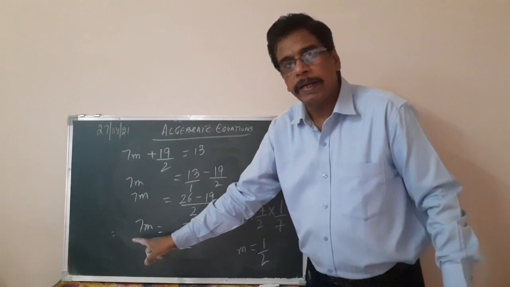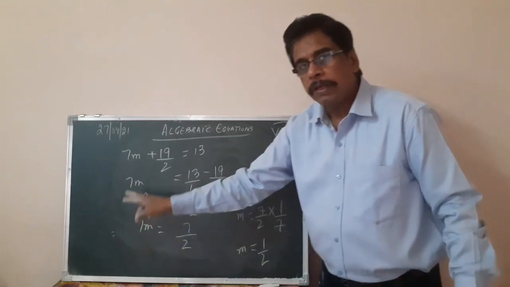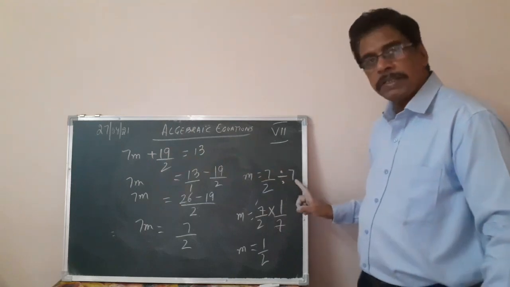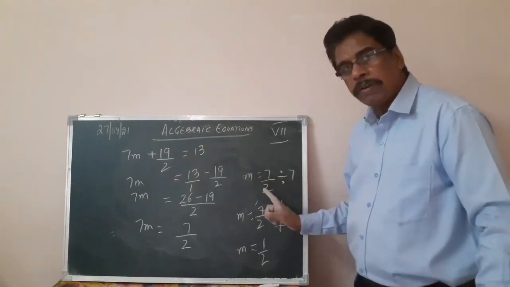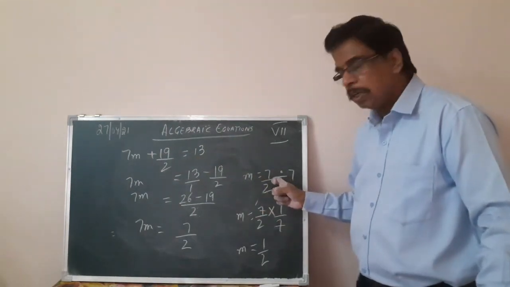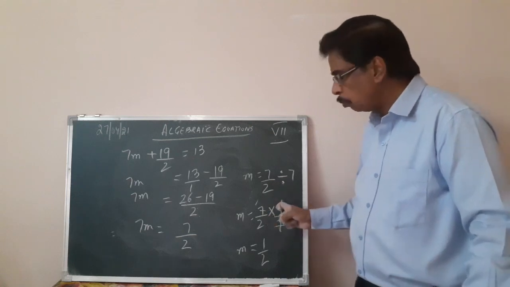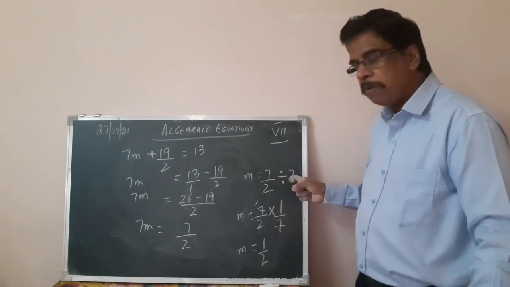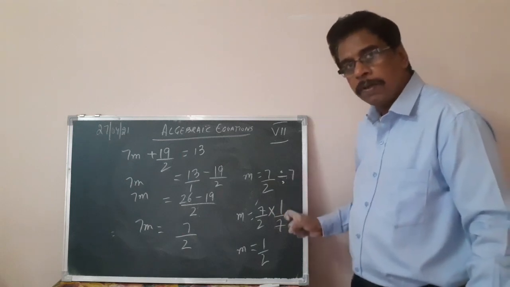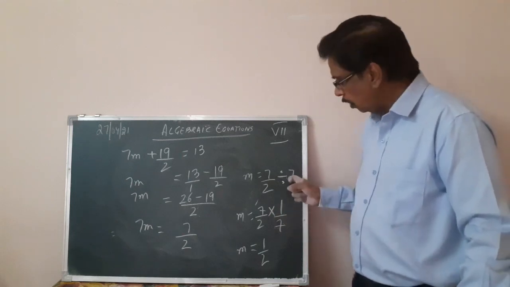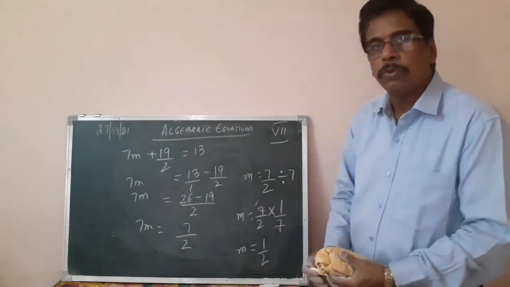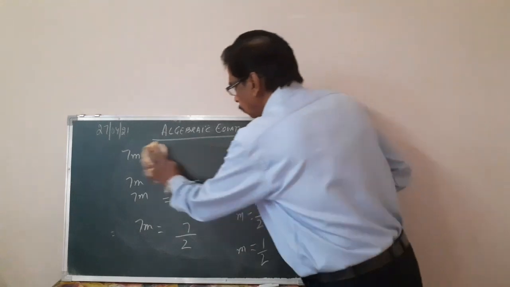So m is equal to 7 upon 2. Here m is multiplied by 7. When we bring it the other side of the equal to sign, it becomes divided by 7. So m is equal to 7 upon 2, change the division to multiplication, it becomes 1 upon 7. When we change the division to multiplication, we make the reciprocal of the number after the division sign, that becomes into 1 upon 7. 7, 7 cancel, m is 1 upon 2. Next question.